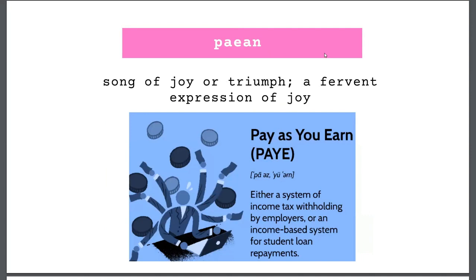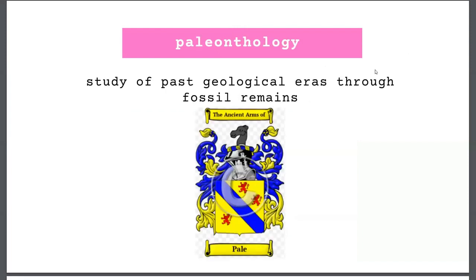Next word is paean, which means a song of joy or triumph, or a fervent expression of joy. So just consider this paean as pay as you earn. So if you are paying as you are earning, it becomes a very joyful thing for you to own something. So with pi, you can connect this paean word and you can easily remember this. Moving to the next word.